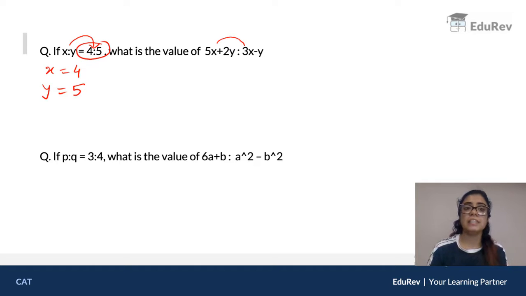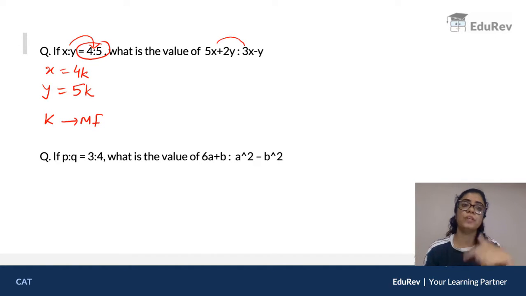So that means if the ratio is 4 is to 5, you can take x as 4k and y as 5k. What is k here? k is nothing but your multiplying factor. It's the same thing which we had seen in the concept in the first slide. So you can take x as 4k, y as 5k and then substitute.